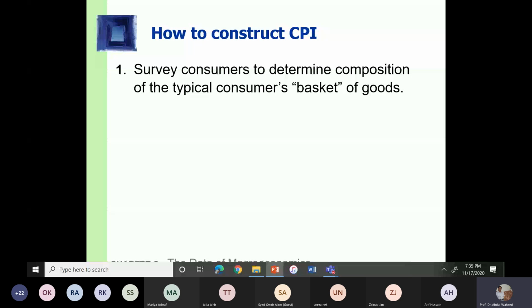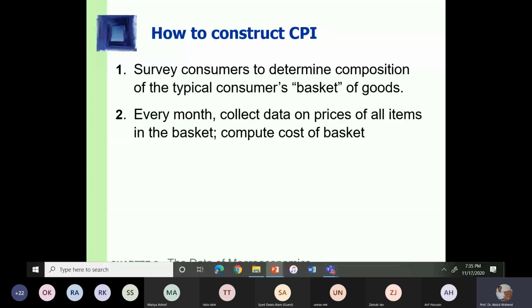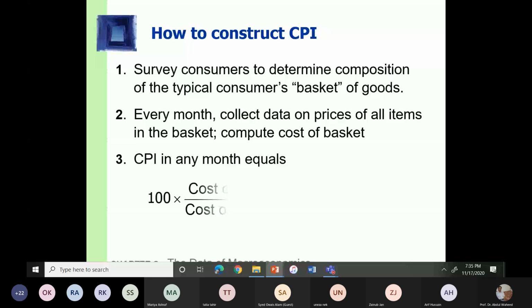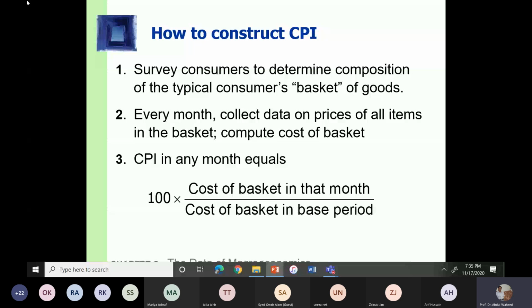What we do is we survey consumers to determine the composition of the typical consumer basket, and then every month we collect data on the prices of all such items that are in the basket, and then we compute the cost of that basket. So this is the way to calculate the CPI in any month.